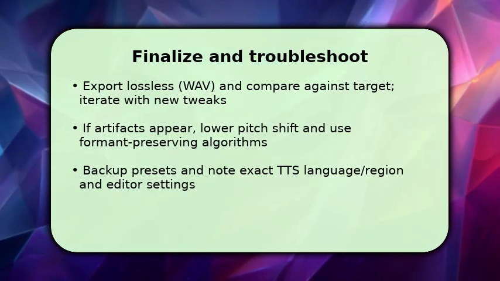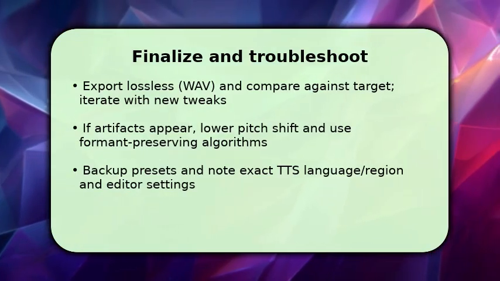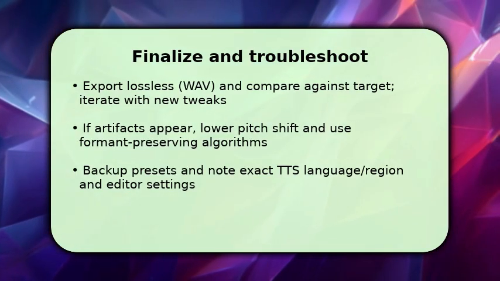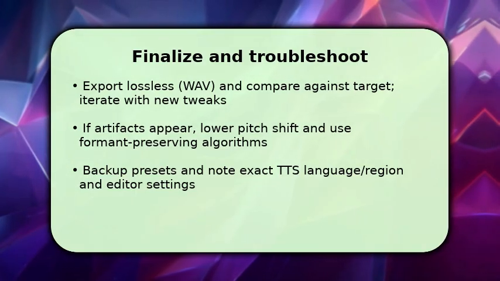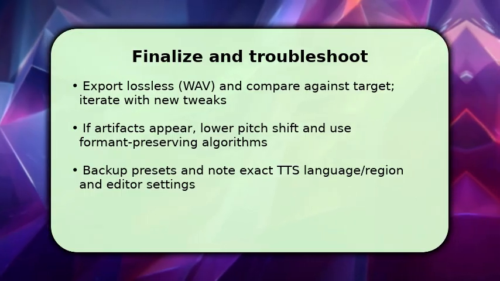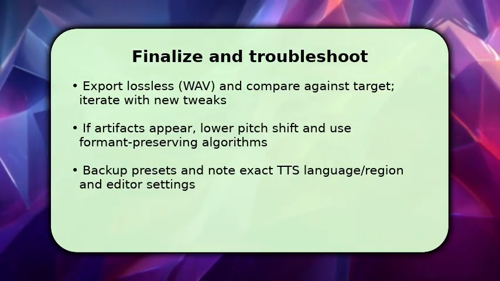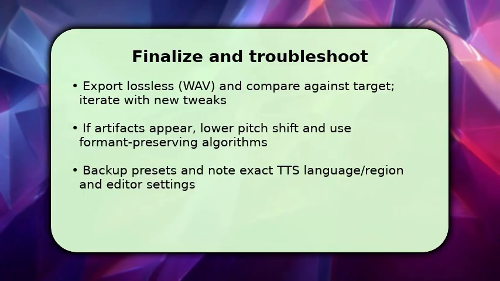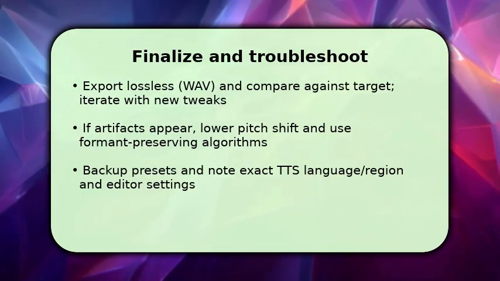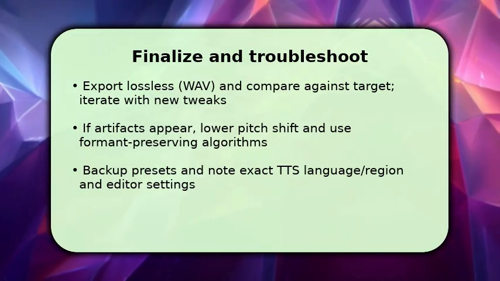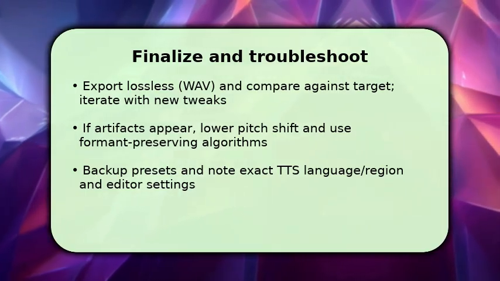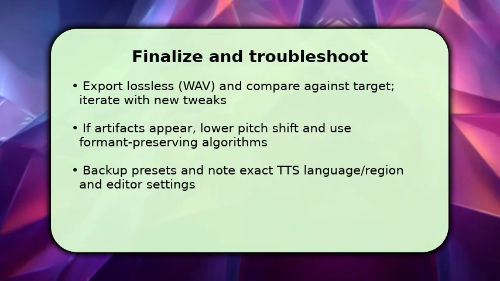To finish, export a lossless version and compare it to your reference for phrasing, pitch, and warmth. Iterate until the match is convincing. If you hear metallic or warbling artifacts, reduce the amount of pitch shift and use formant-preserving tools so the voice keeps natural timbre. Make sure to save presets and write down the exact Google Translate language/region, playback speed, and editor settings so you can reproduce the voice later.